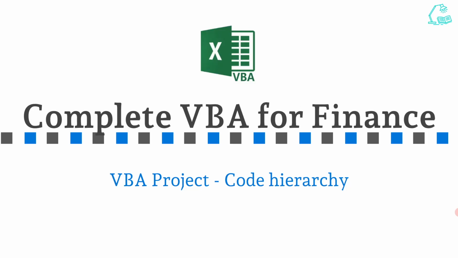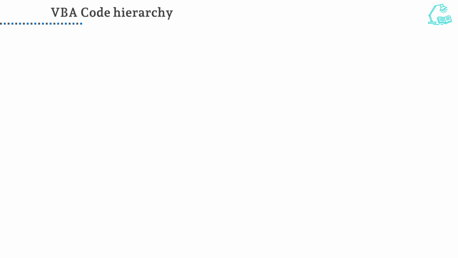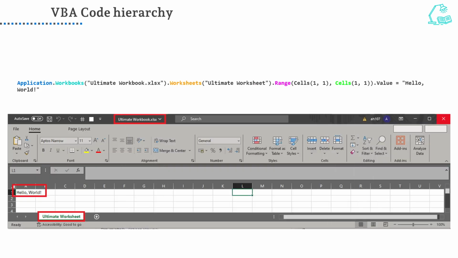Now we will explore the hierarchy of objects in VBA. Understanding this hierarchy is essential for navigating and manipulating Excel objects efficiently with your VBA code. Let's start from the top of the hierarchy. At the top of the hierarchy, we have the application object.